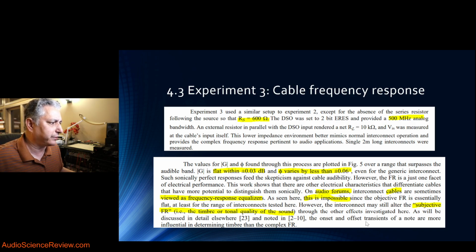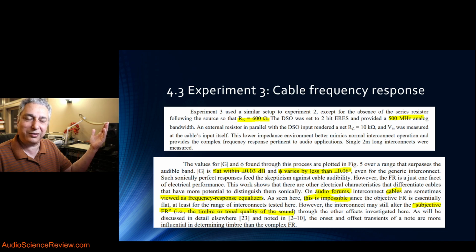But then he goes and invents this thing called the subjective frequency response. That is the timbre or tonal quality of the sound through other factors investigated here. Like, really? There's a subjective frequency response? Who the heck invented this? I mean, it makes no sense to me. You don't get to invent that there's a frequency response that's imagined and it's called subjective.